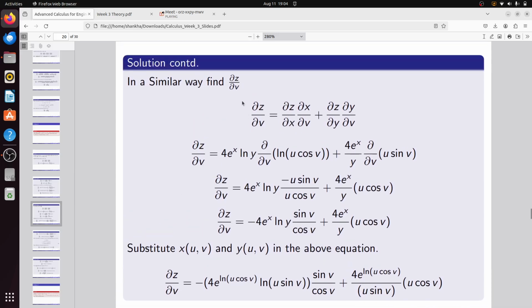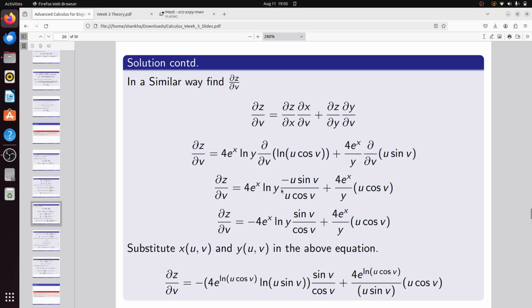So how will you determine ∂z/∂v? ∂z/∂v is equal to ∂z/∂x into ∂x/∂v plus ∂z/∂y into ∂y/∂v. So ∂z/∂x is 4e^x ln y, ∂x/∂v of ln(u cos v), and 4e^x/y, ∂y/∂v of u sin v.